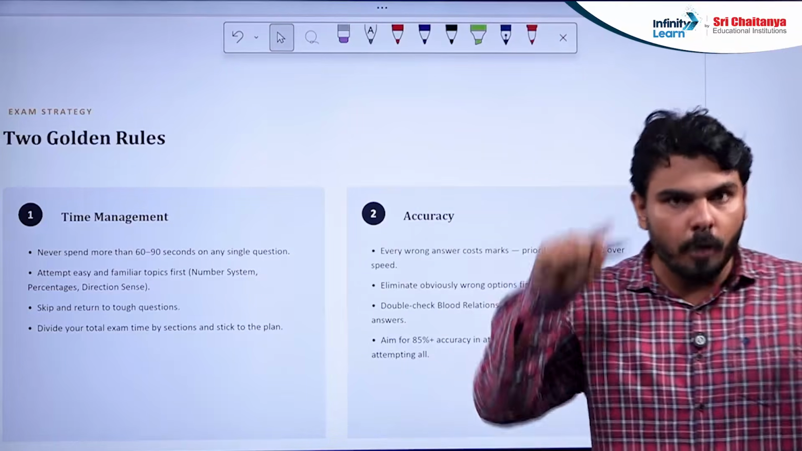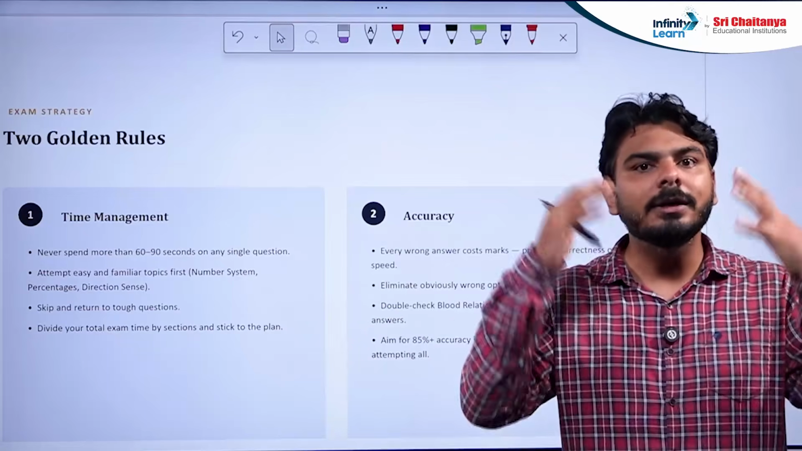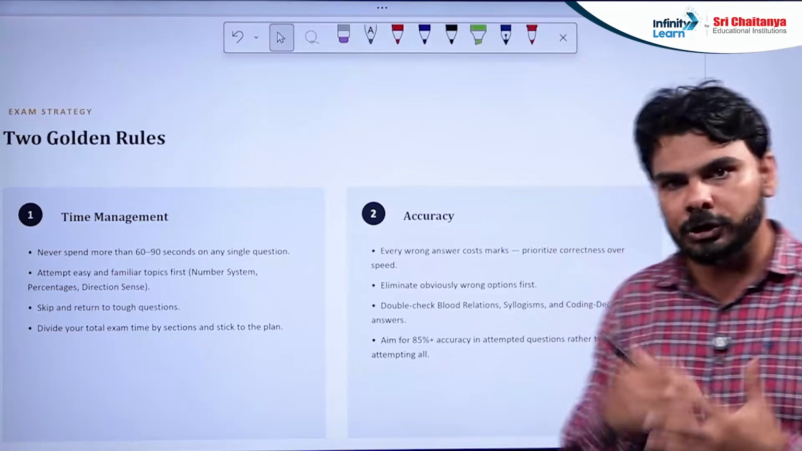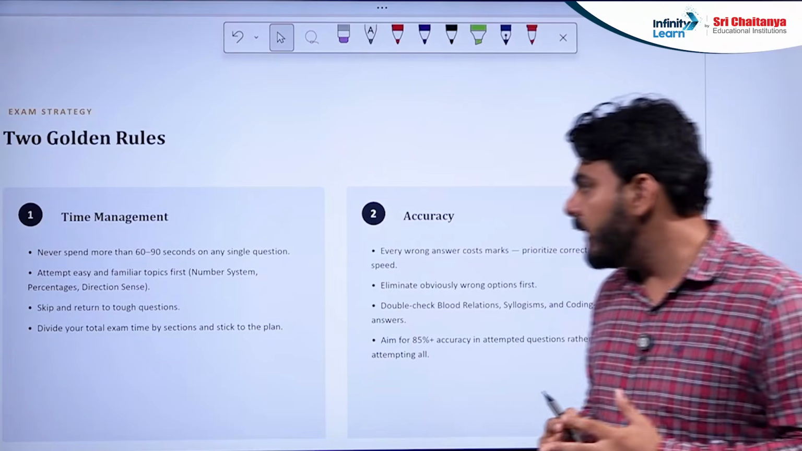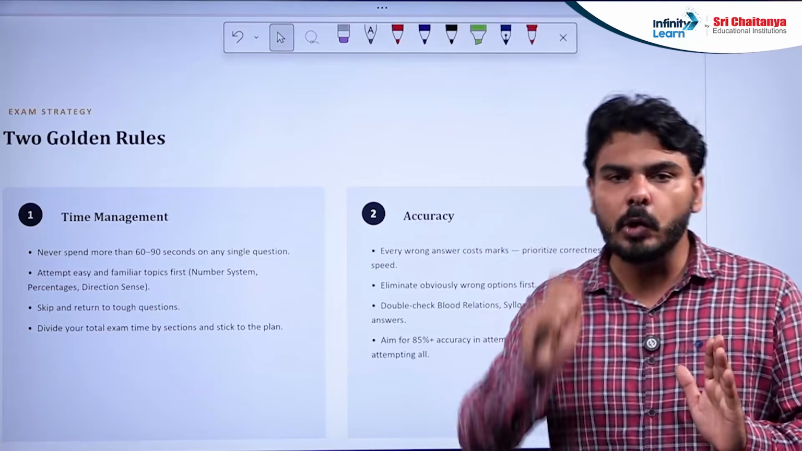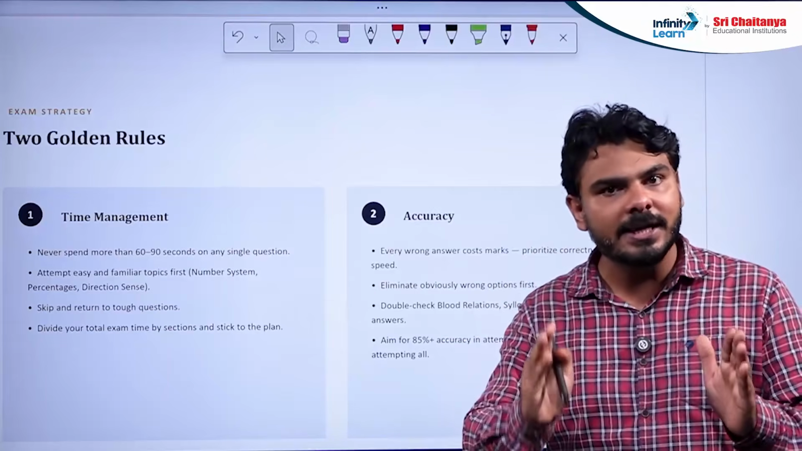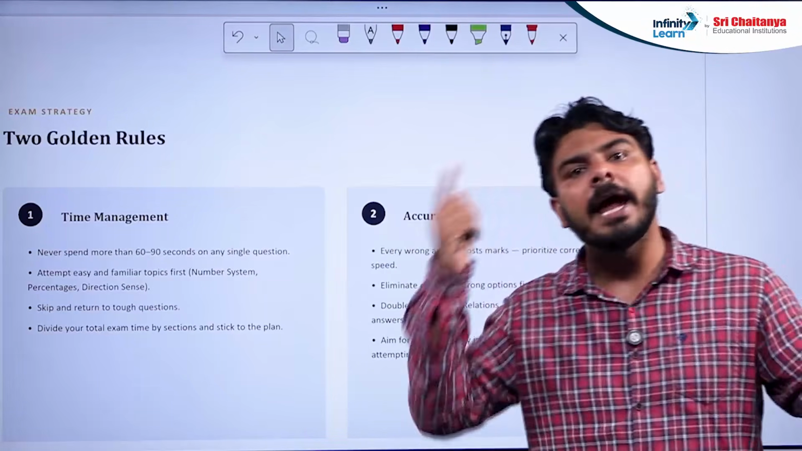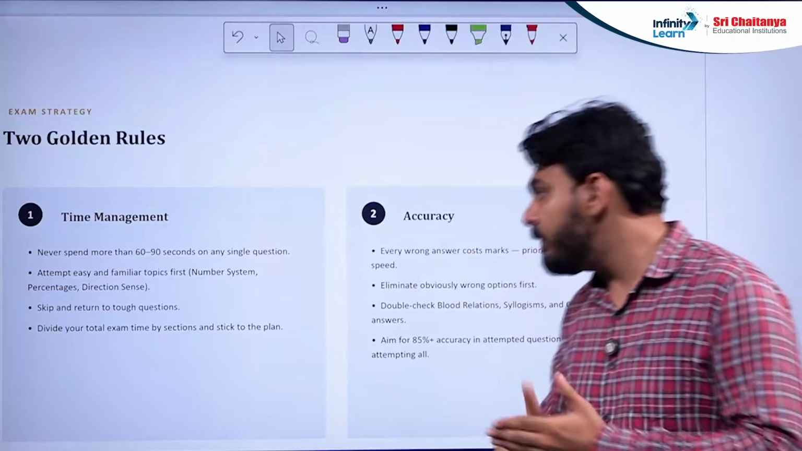I'm talking about the score paper. If you're given a question in the exam, you don't have to spend more than 60 to 90 seconds. That's it. If you're getting the answer, you tick it. If you're not getting the answer, just skip it for later. You can attempt that question at the end. Okay, so this is the first point.